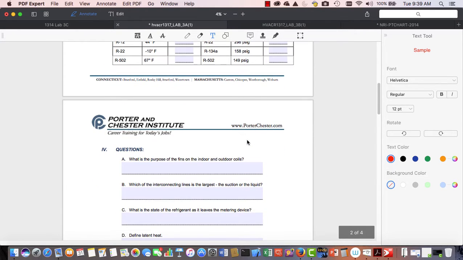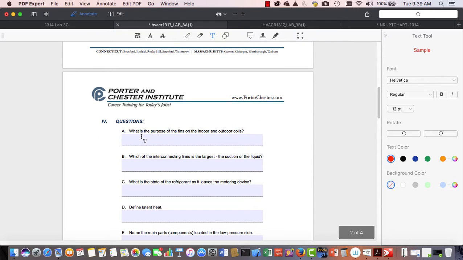We have a couple questions in here. What's the purpose of the fins on the indoor and outdoor coil? Honestly, it's to increase the surface area. The more surface area of metal the air blows across, the better efficiency you're going to get out of an evaporator or condenser coil.